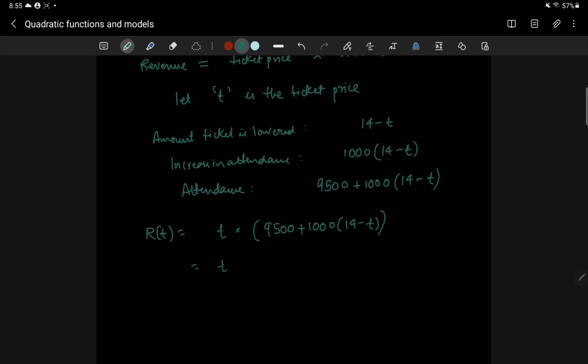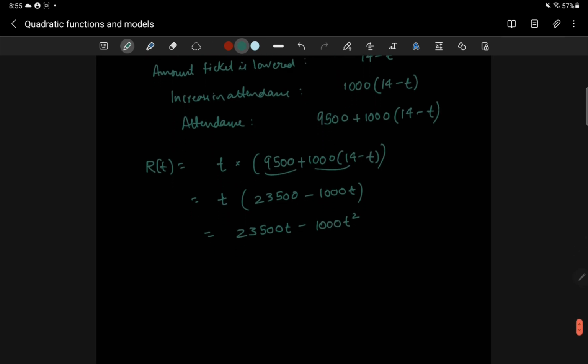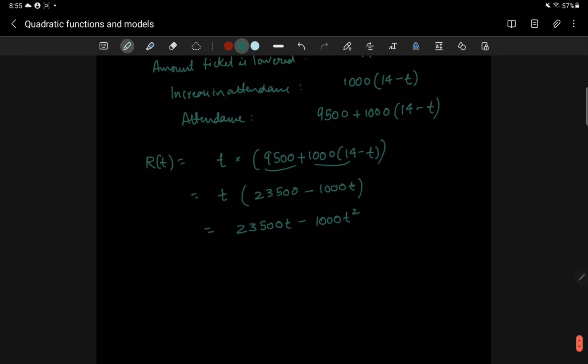And what is that? That is T times 14,000 plus 9,500 is 23,500 minus 1,000 times T, which ends up becoming this quadratic, 23,500 T minus 1,000 T squared. Okay. So that's the function that models the revenue in terms of ticket price.